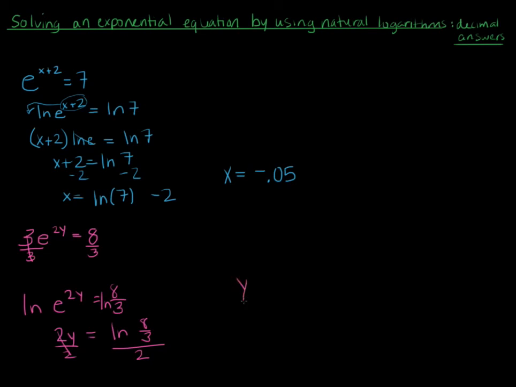So y is going to equal the natural log of 8 over 3, which we're going to put into our calculator first, and then divide that by 2. So the natural log of 8 over 3 is like 0.98, divided by 2 should give you 0.49. And that is how you solve an exponential equation using natural logarithms when you're looking for a decimal as your final answer.